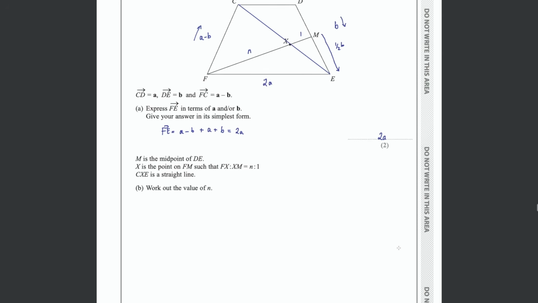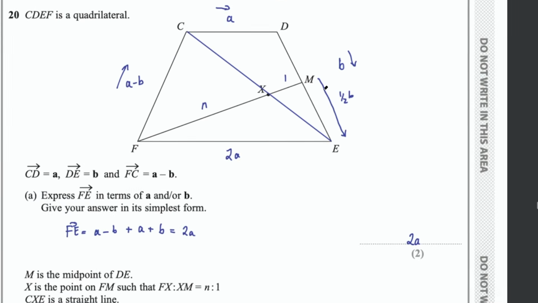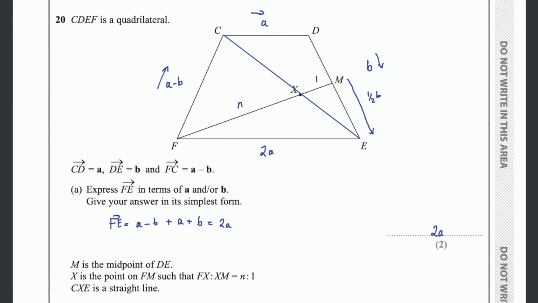So going back to the diagram, I'll keep most of this notation actually. But what I want to do is draw a little parallelogram in here. Okay, so from X I've got two lines. This line is parallel to CD, and this line is parallel to DE. In other words, they're parallel to these vectors A and B. And I want to draw your attention to this segment, line segment XE.